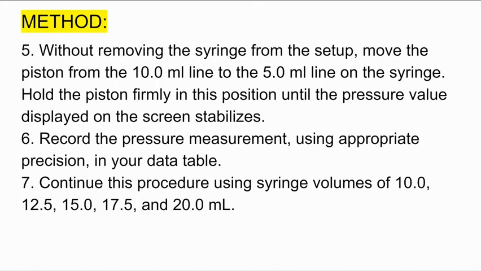And without removing the syringe from the setup, we're going to move the piston from the 10 milliliter line to the 5 milliliter line, intentionally manipulating or changing the volume, and holding the piston firmly in place at this position until the pressure value displayed on the screen stabilizes. You'll then record the pressure at that volume. Then record the pressure measurement using appropriate precision in your data table, and continue to repeat this procedure using syringe volumes of 12.5, 15, 17.5, and 20 milliliters respectively.